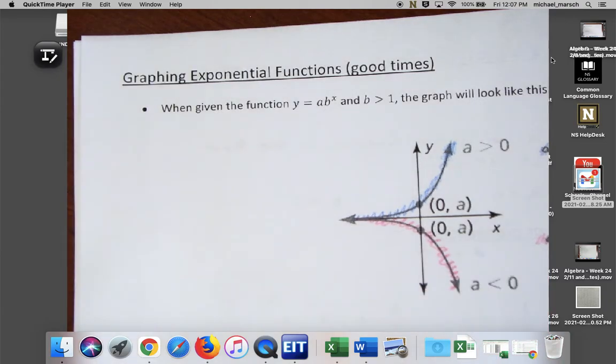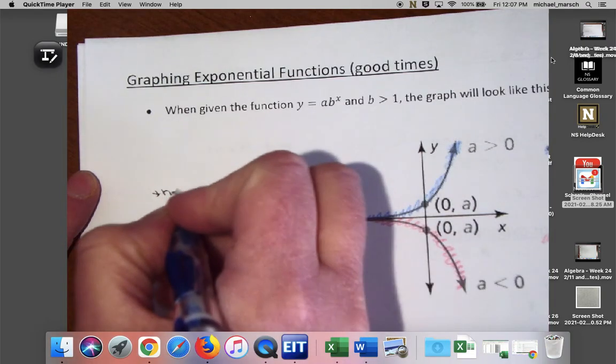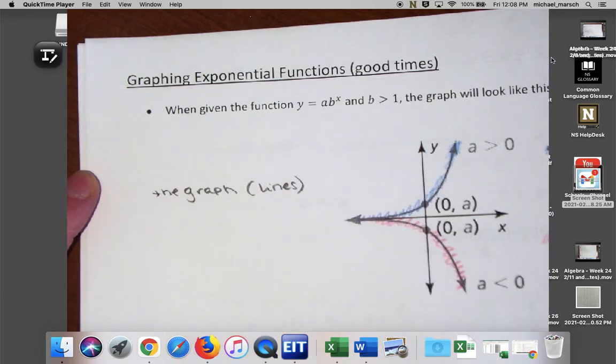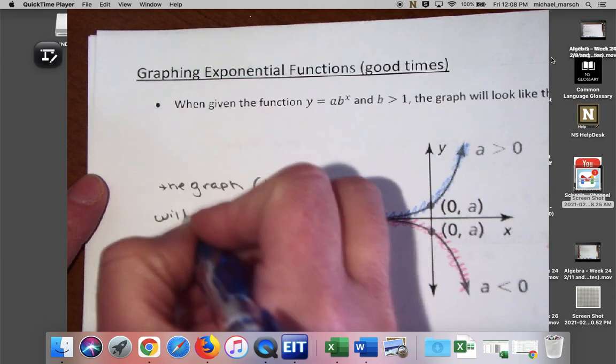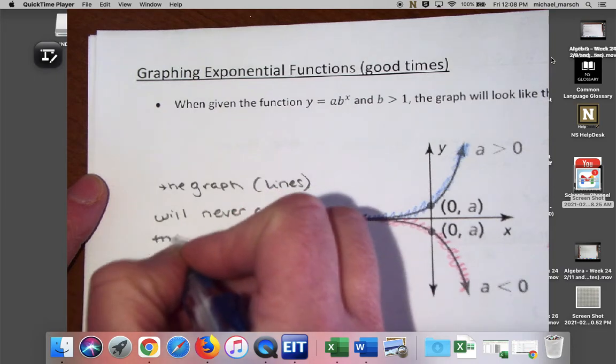So the example I gave yesterday, if I continuously divide something by 2, is it ever going to be a negative value? No, it's just going to get smaller and smaller and smaller exponentially. See what I did there? But it's never going to be negative. It's just going to be teeny tiny values. Or if I continue to multiply. So I need you guys to write out to the side here that the graph, which I'm talking about these lines that we have here, the blue and red lines, will never cross the x-axis.